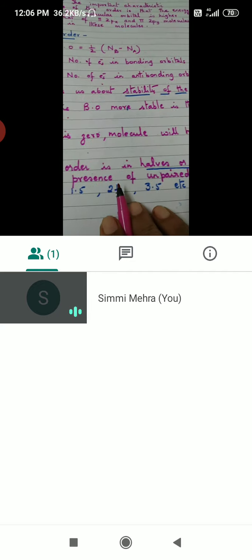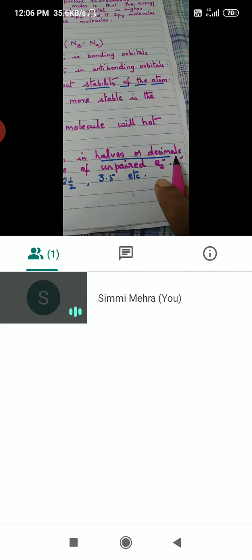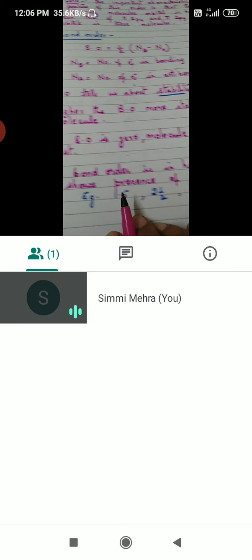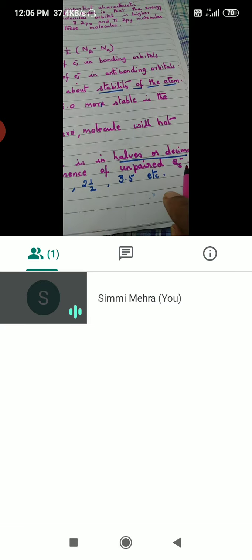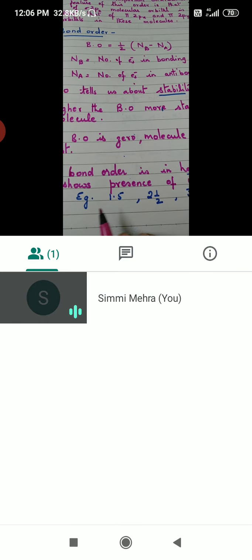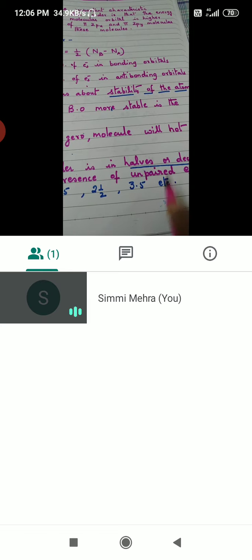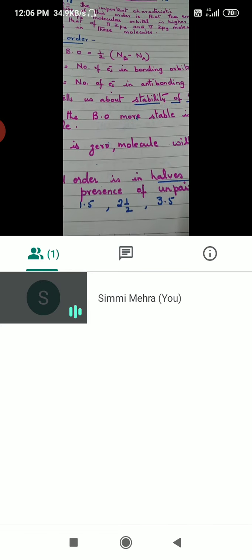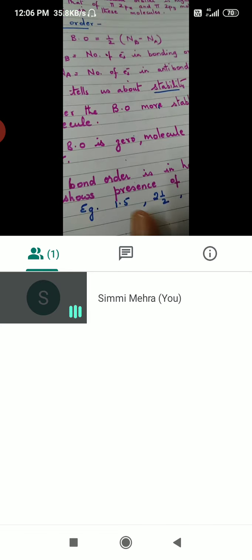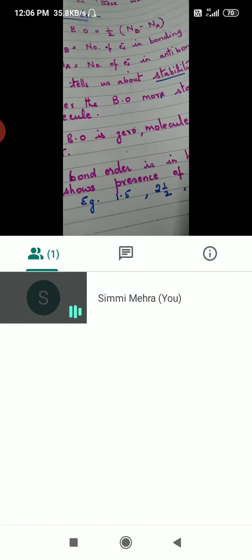If bond order is in halves or decimals, it shows the presence of unpaired electrons. For example, if the value of bond order is 1.5, 2.5, 3.5, etc., such a molecule has one unpaired electron and the nature of the molecule will be paramagnetic.